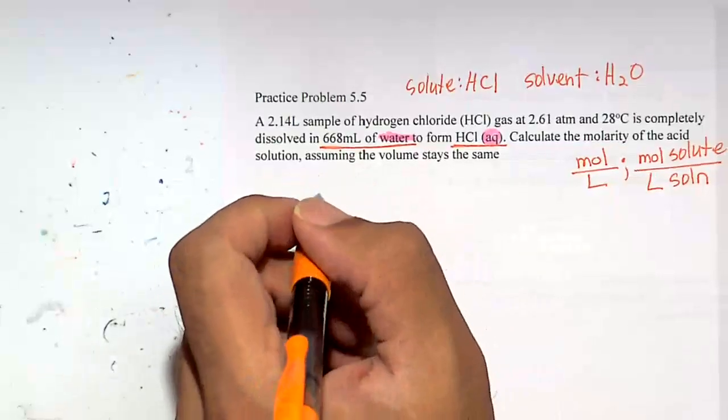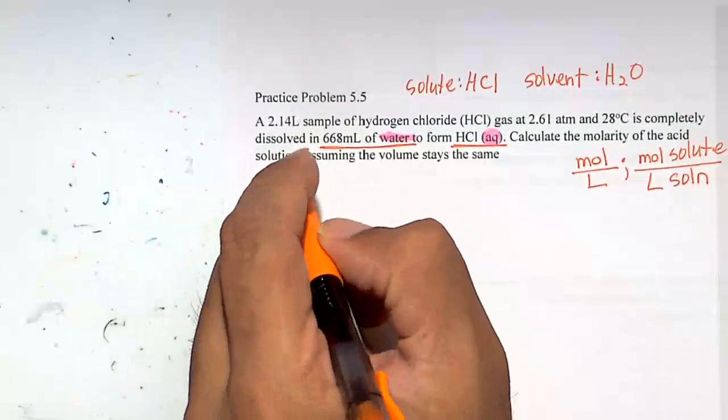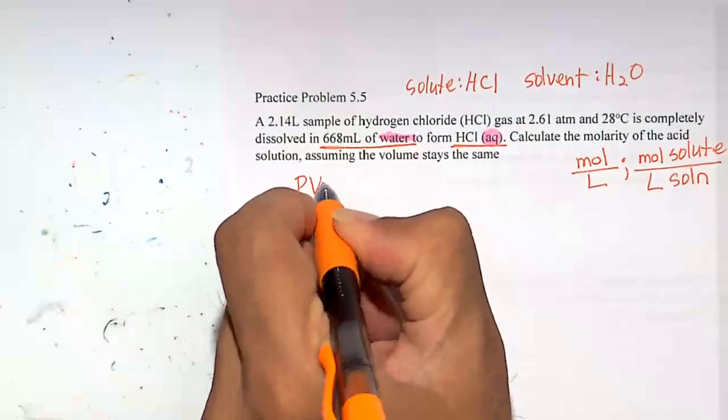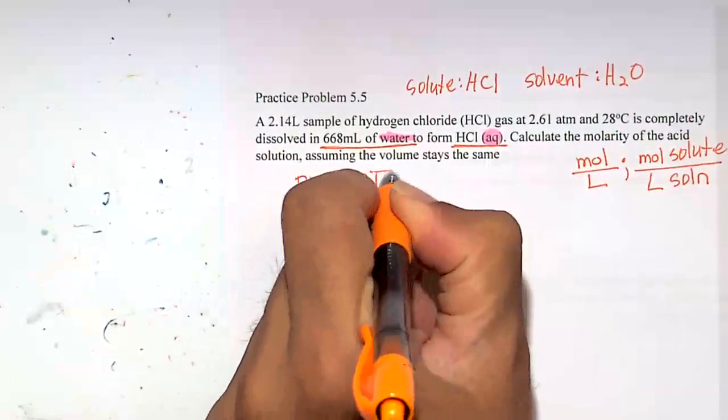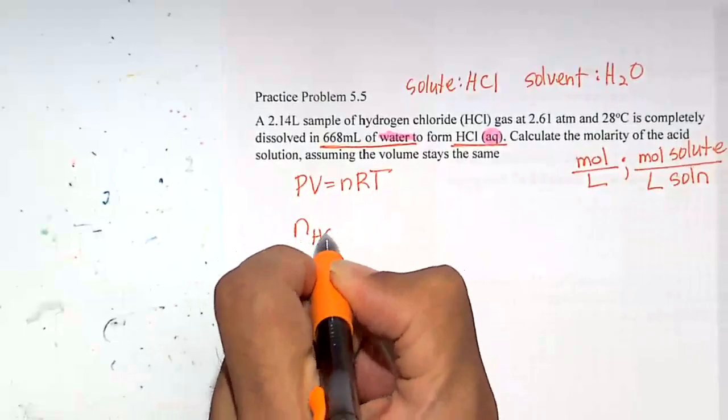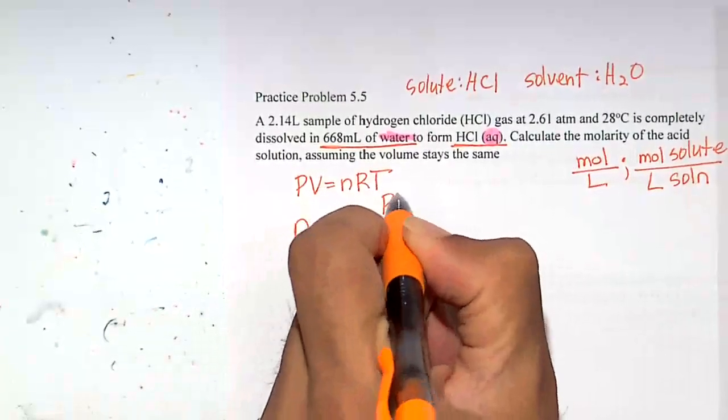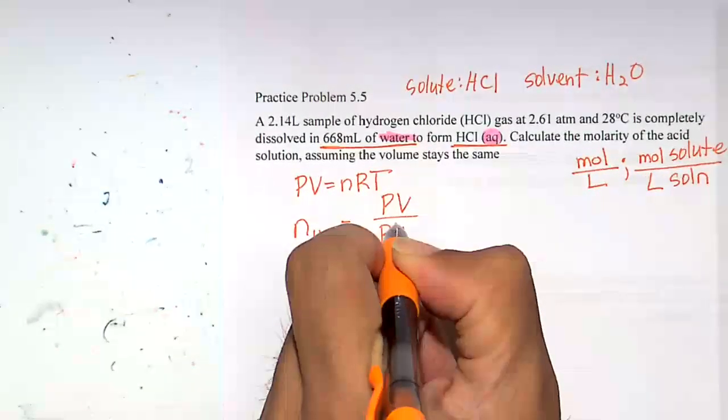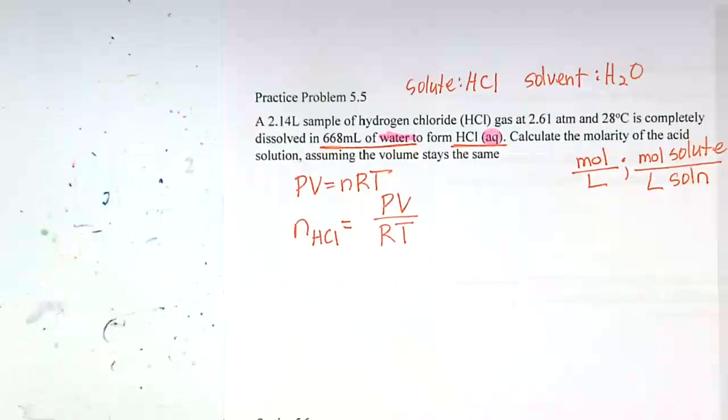All right, so let's use PV equals nRT to get the moles of the gas. PV equals nRT, and then the moles of HCl is going to be PV over RT. This is the number of moles of HCl.